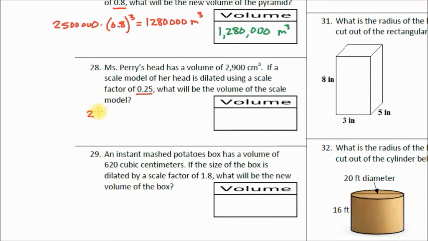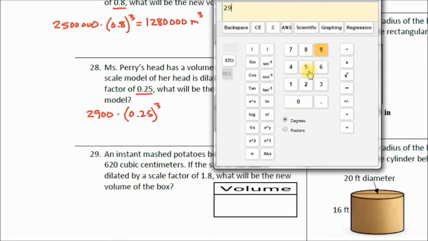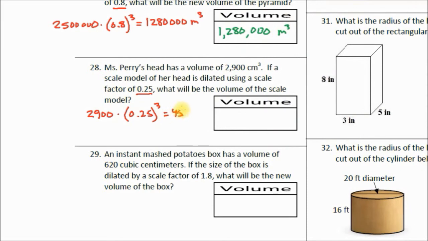All right, well, same procedure. Original volume is 2,900 times 0.25 cubed. 2,900 times 0.25 in parentheses, for me at least, raised to the third power. 45.312, we can drop the 2. 45.31, and that's centimeters cubed. Let's go ahead and put that answer in our box. 45.31 centimeters cubed.